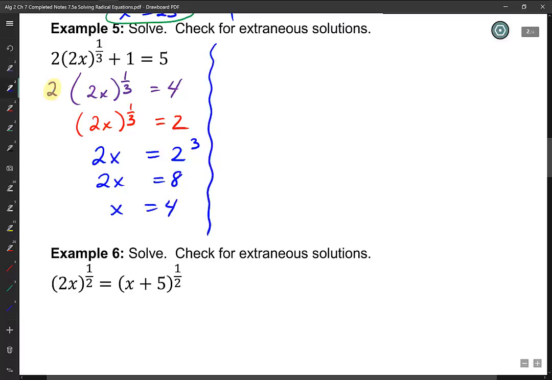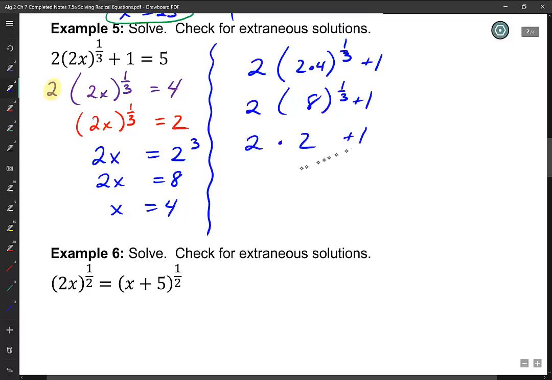And we can very quickly check this answer. 2 parentheses 2 times 4 raised to the 1/3 plus 1. 2 parentheses 8 to the 1/3 plus 1. The cubed root of 8 is 2. 2 plus 2 is 4. 4 plus 1 is 5. And that is what we are trying to get all along from our original problem of a 5 there.